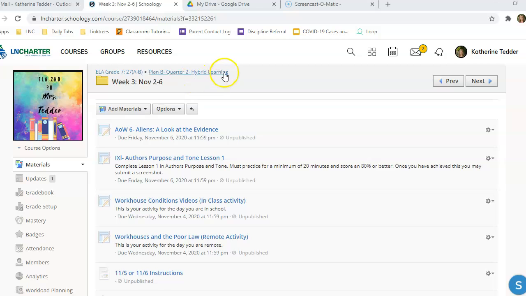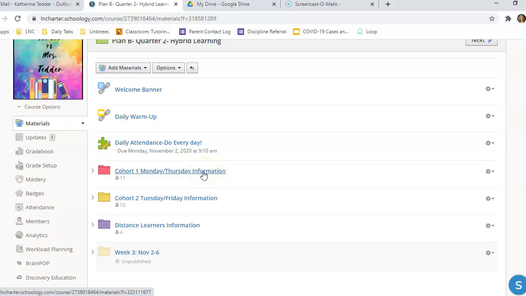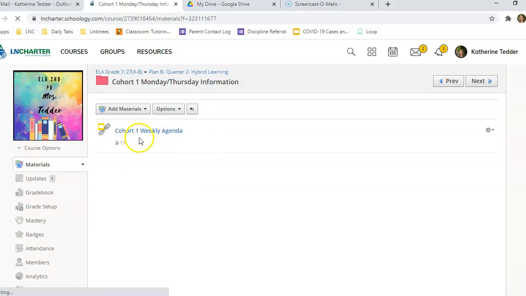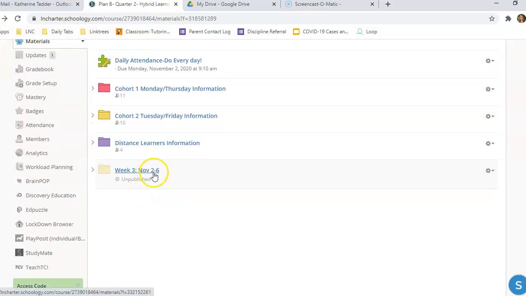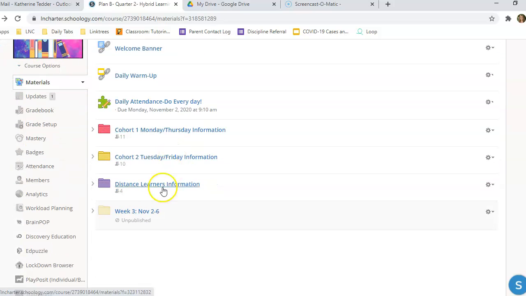So things are going to look a little bit different for you guys this week. For the previous two weeks, you have had these cohort folders, and it's really been messing up my grade book. So while you still have your folders specific to your cohort that are going to house your agenda or anything specific to just your cohort, your weekly folders are just going to be popped back into this Plan B Quarter 2 folder.